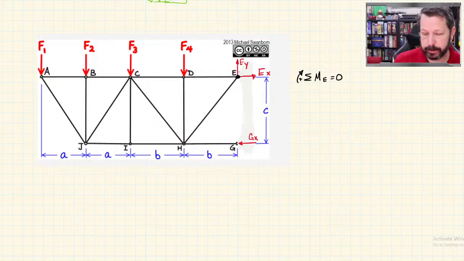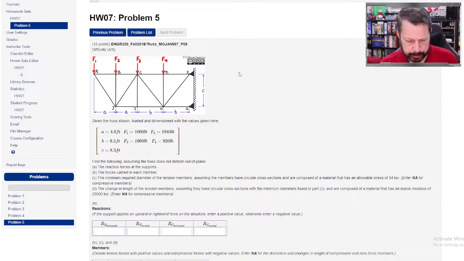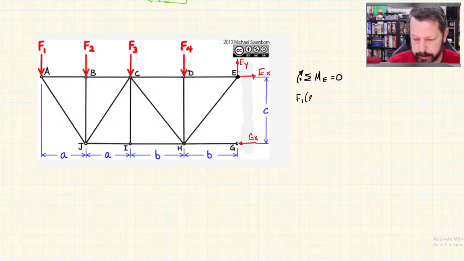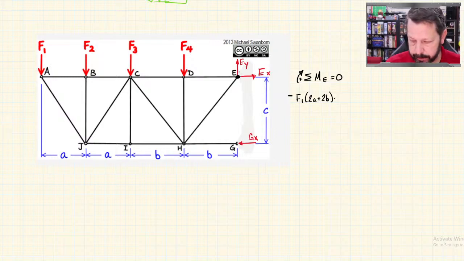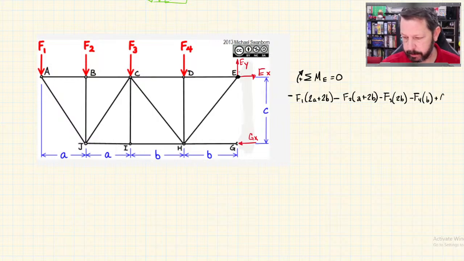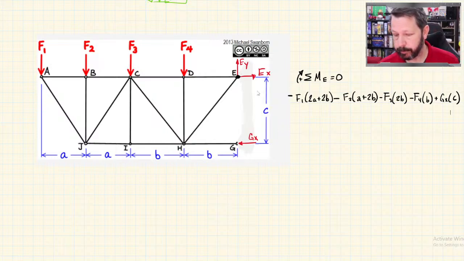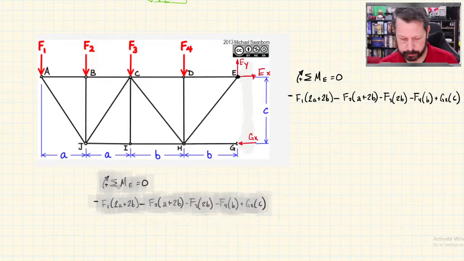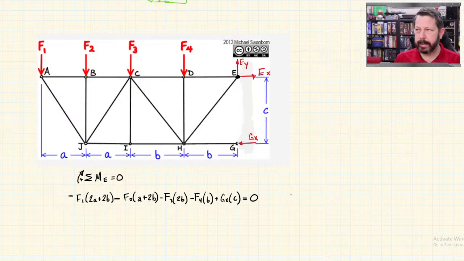You could do clockwise positive if you wanted to. And then you have your F1 times 2A plus 2B. Let's just write it. I assume you know all these values: F1, F2, F3, F4, A, B, and C. So you would have F1 times 2A plus 2B, plus, well, actually that's minus, the way I said the moments are positive. So minus F2 times A plus 2B, minus F3 times 2B, minus F4 times B, plus GX times C. Pretty much ran off the page there. Equals 0. You know everything in that equation except for GX.